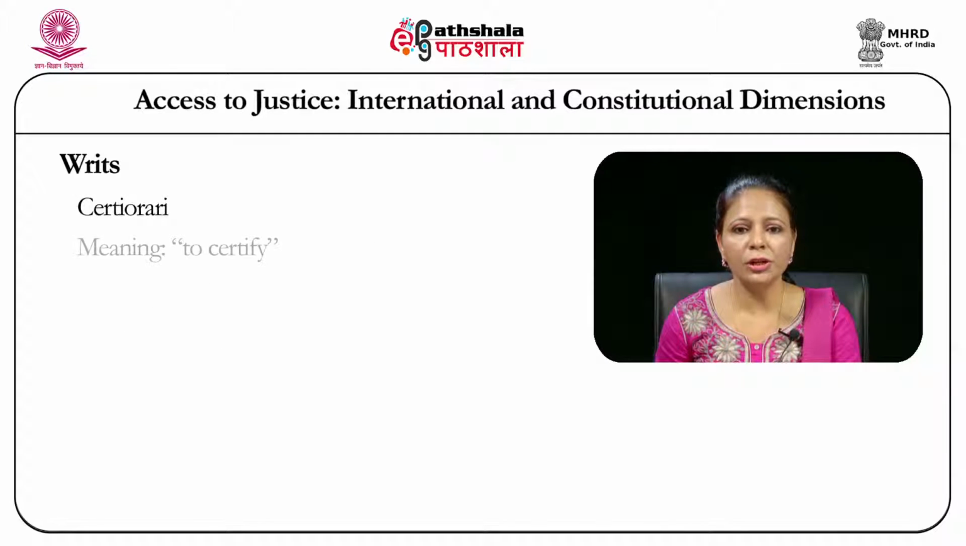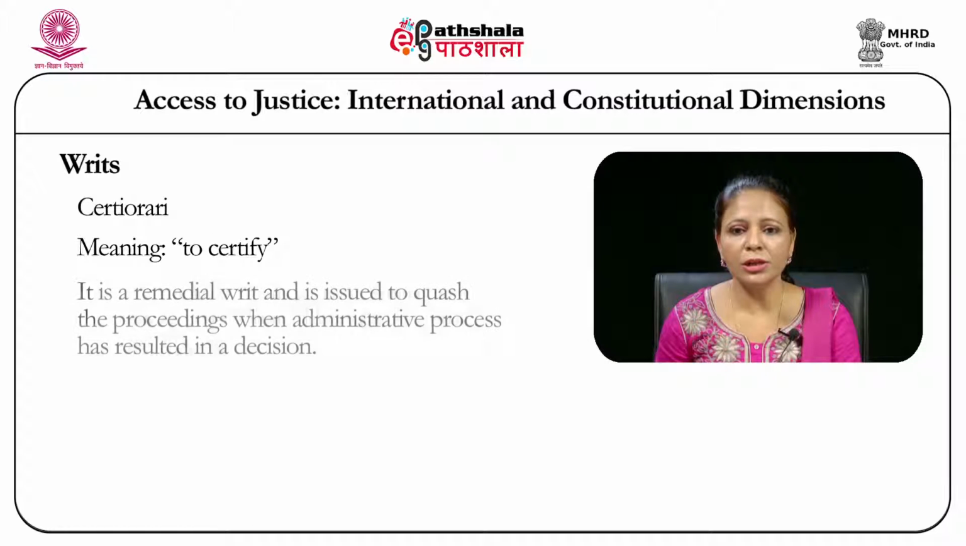Certiorari. Certiorari means to certify. The grounds for awarding writs of certiorari and prohibition are the same. The difference between the two remedies is that prohibition is issued while administrative process is in motion to prevent the authority from continuing an illegal act. Certiorari is a remedial writ and is issued to quash the proceedings when administrative process has resulted in a decision.